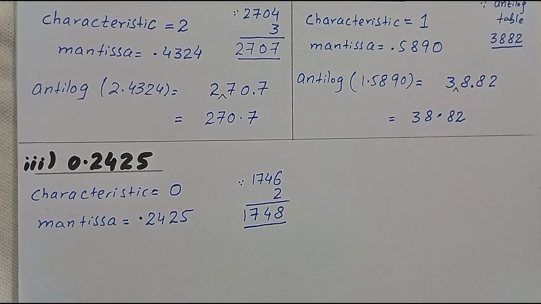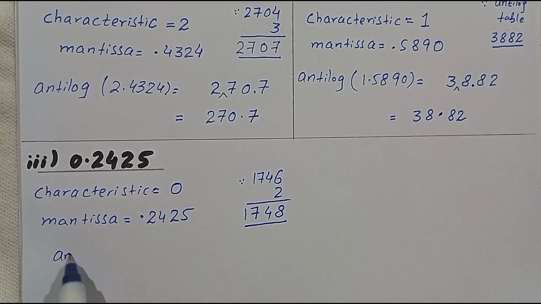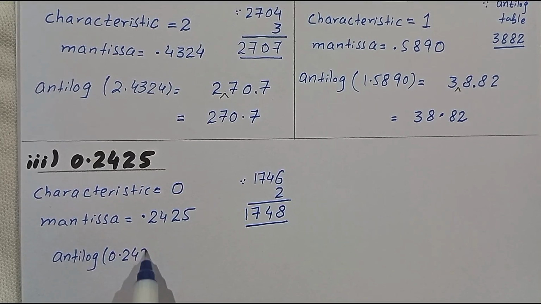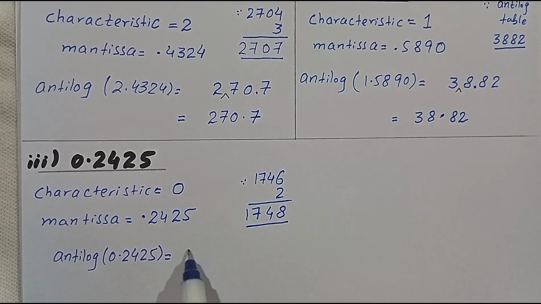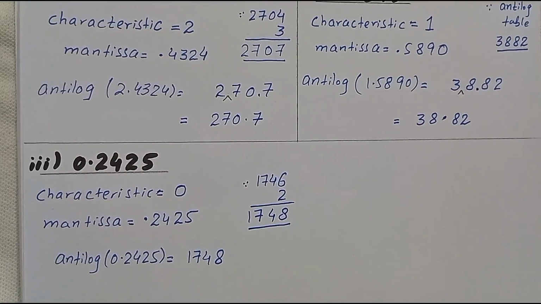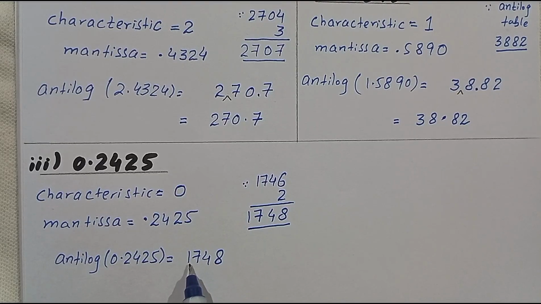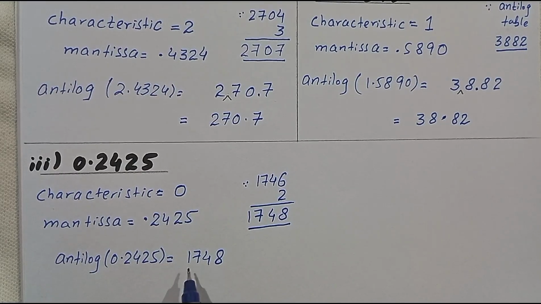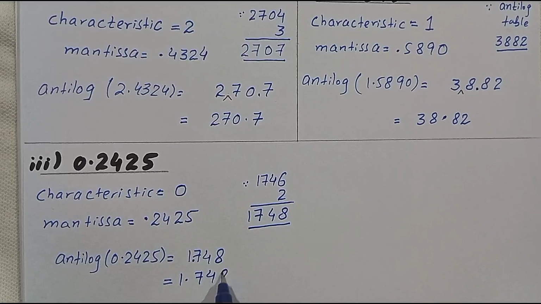Now the antilog of 0.2425 equals 1748. As the reference position is after 1 and the characteristic is 0, the decimal point is at the reference position. So we place the decimal after 1. So the antilog is 1.748.